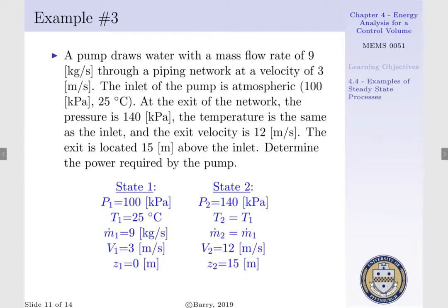We start by writing our state variables. At state 1, our pressure is 100 kPa, our temperature is 25 degrees centigrade, our mass flow rate is 9 kilograms per second, our velocity is 3 meters per second, and we will set our inlet as a reference elevation of 0 meters. At state 2, our pressure has increased to 140 kPa, our temperature is the same as our inlet, our mass flow rate at our exit is the same as our inlet, our velocity has increased to 12 meters per second, and our elevation is now taken as 15 meters.